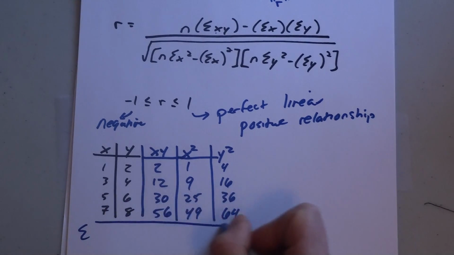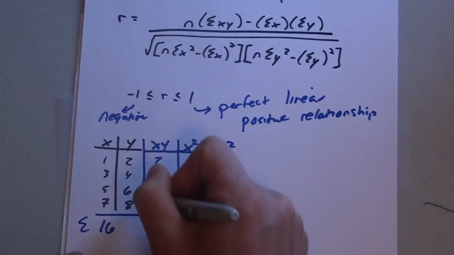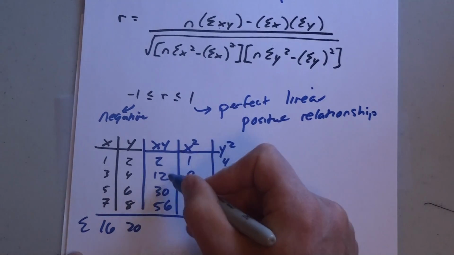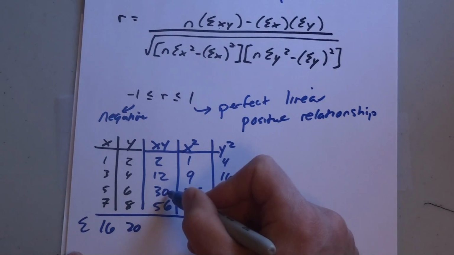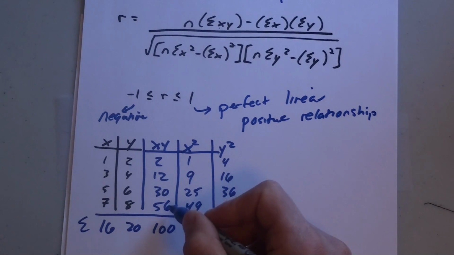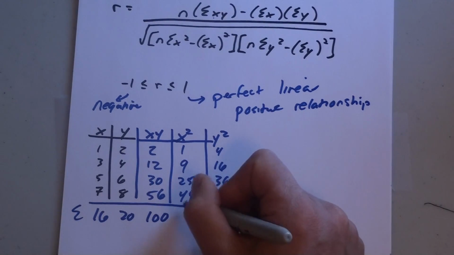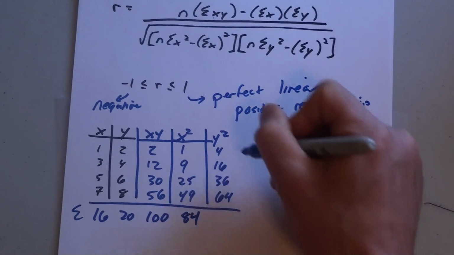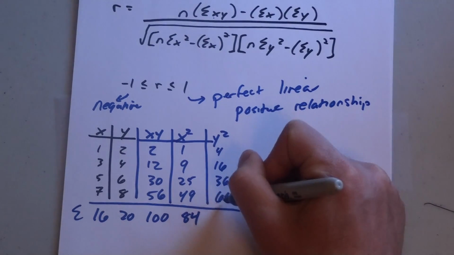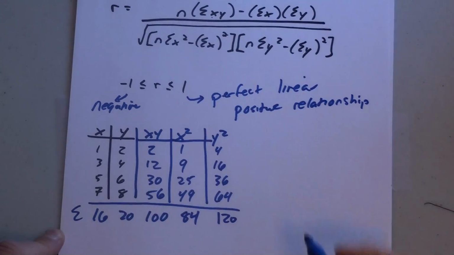So at the bottom, I'll do a summation, and I'll start adding these all up. So I'm going to get 16 here. I'm going to get 20 for summation of y. Add these up here, so I want to have 14, I want to have 44, that will give me 100. Okay. Then I'm going to have 10, 35, so I want to have 35, and I'll have 84. And then again here, I want to add these up. So I want to have 20, 56, 56. That's going to give me 120. Okay, so I add them all up. Now I can put things into my formula.